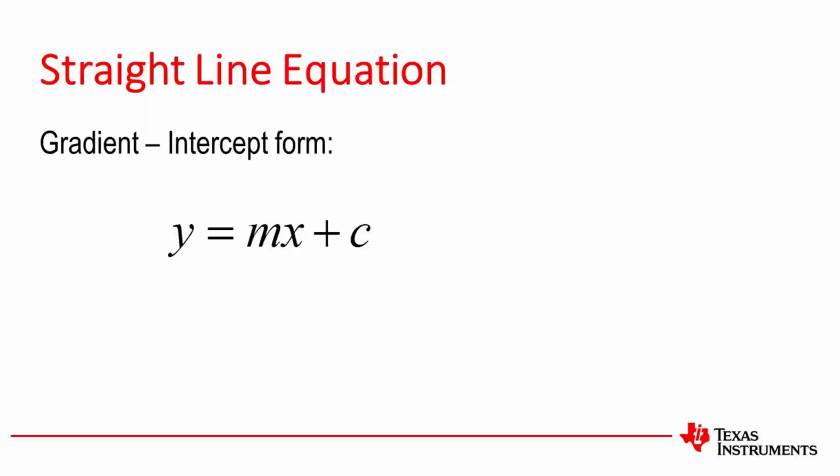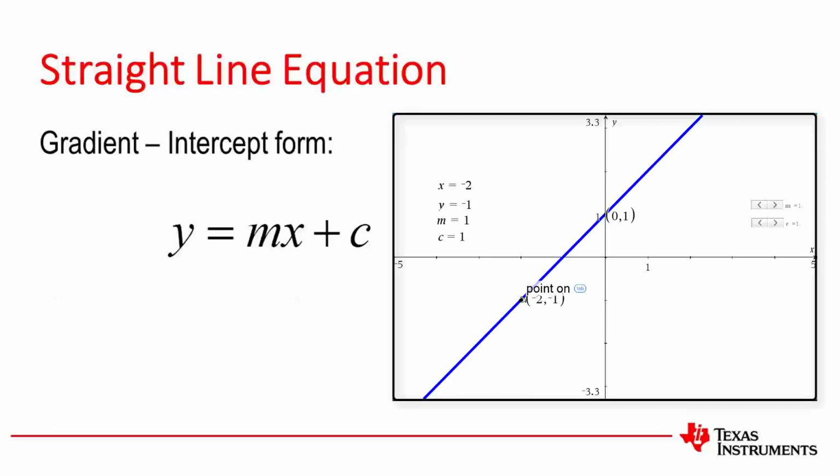Each component of the equation has a name and purpose. X is the independent variable. Y is the dependent variable. M is the gradient or slope of the line, and M is referred to as a parameter. C is the y-intercept. C is also referred to as a parameter. The point on the line has coordinates x and y. As the point moves along the line, x and y change, but the parameters m and c remain constant.